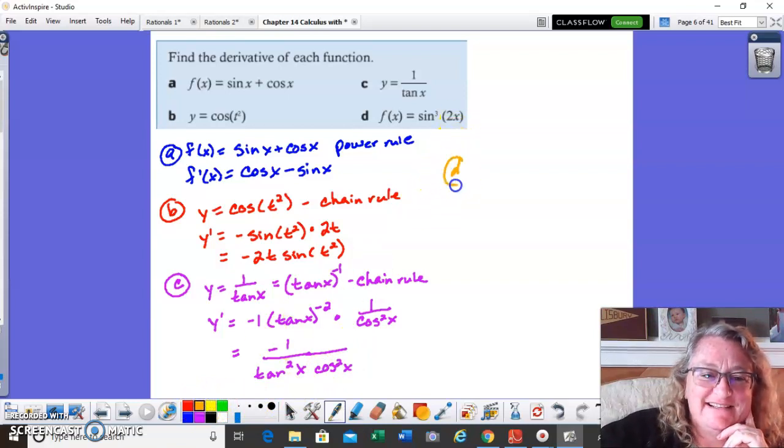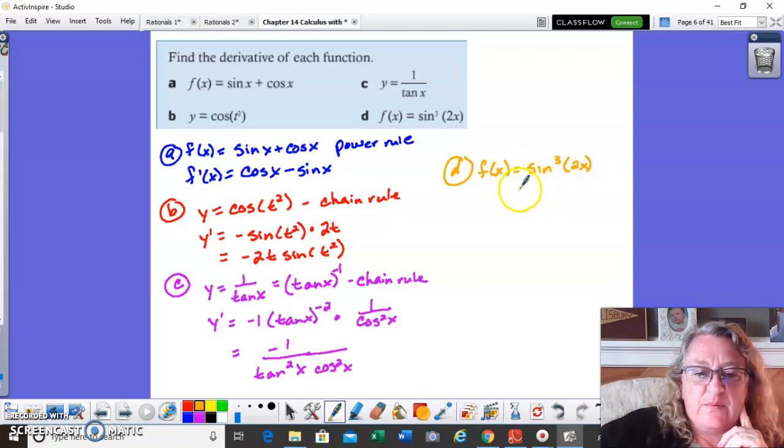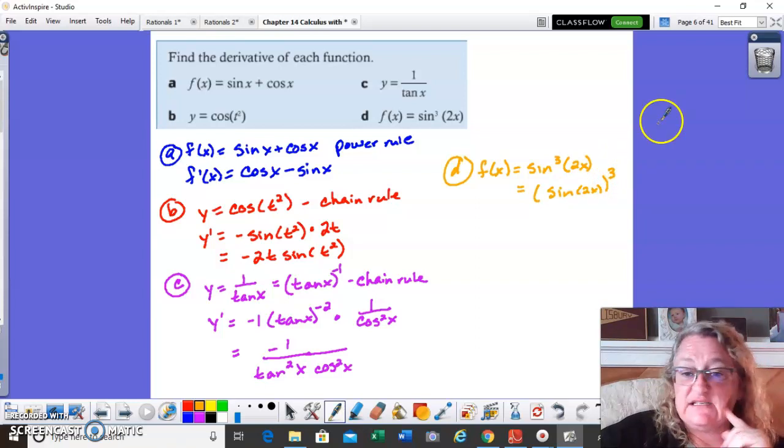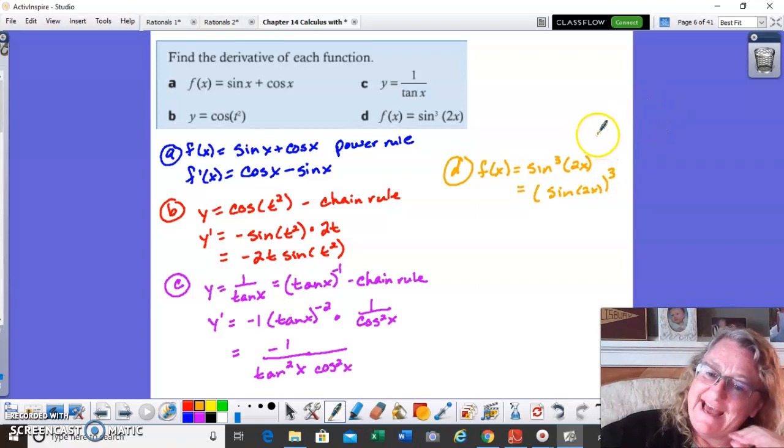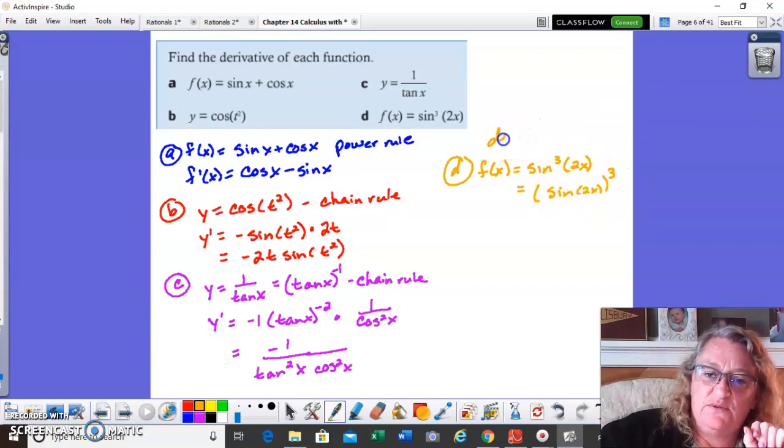And last but not least, letter D, we've got f of x equals sine cubed of 2x. Now, remember, the way you can actually write this is sine of 2x cubed. If you write it that way, it's more obvious that it's the chain rule, but it's actually a double chain rule. We have this function inside this function inside this function. So this is a double chain rule.